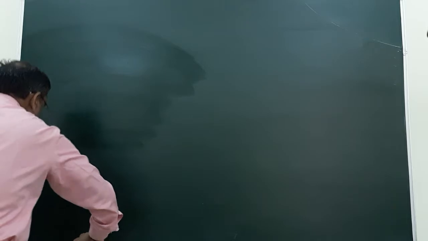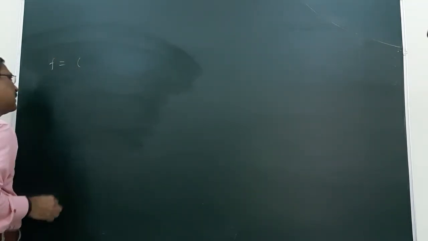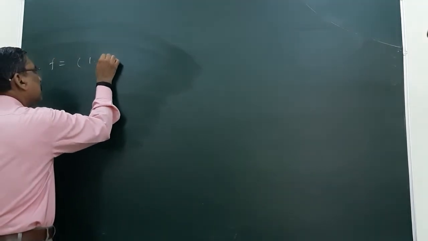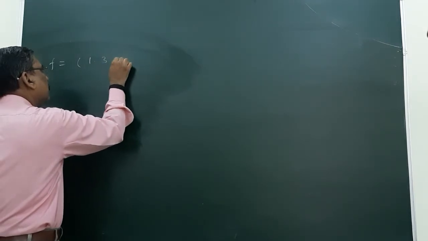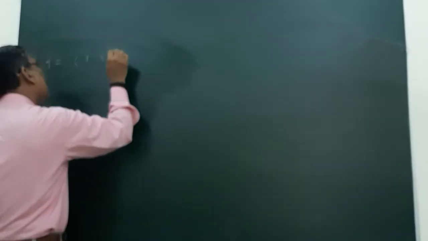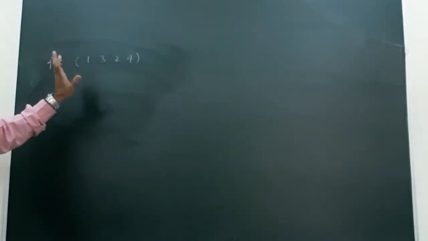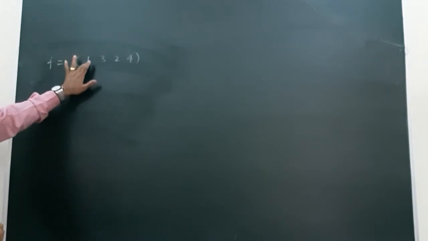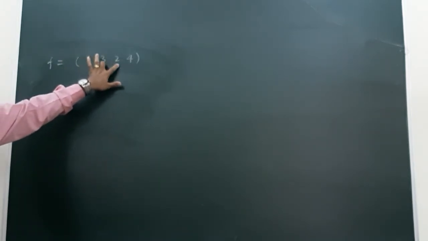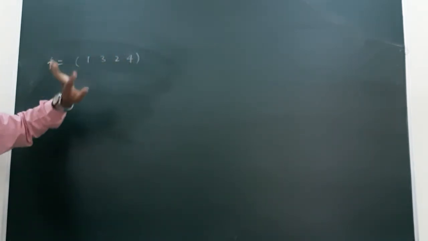Let us take an example. Let me take a cycle like this: 1, 3, 2, 4. This is the cycle. It means the image of 1 is 3, the image of 3 is 2, the image of 4 is 1.